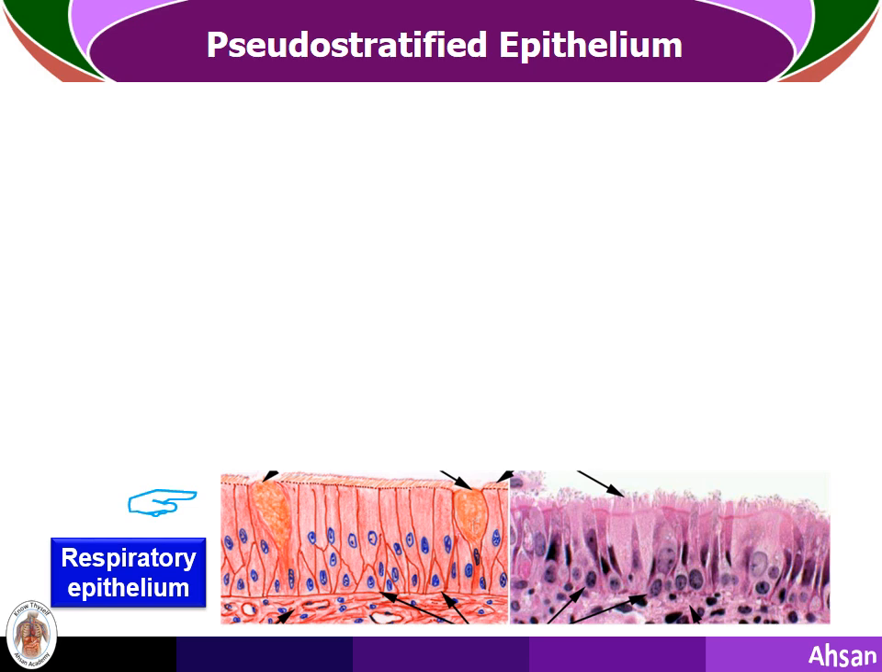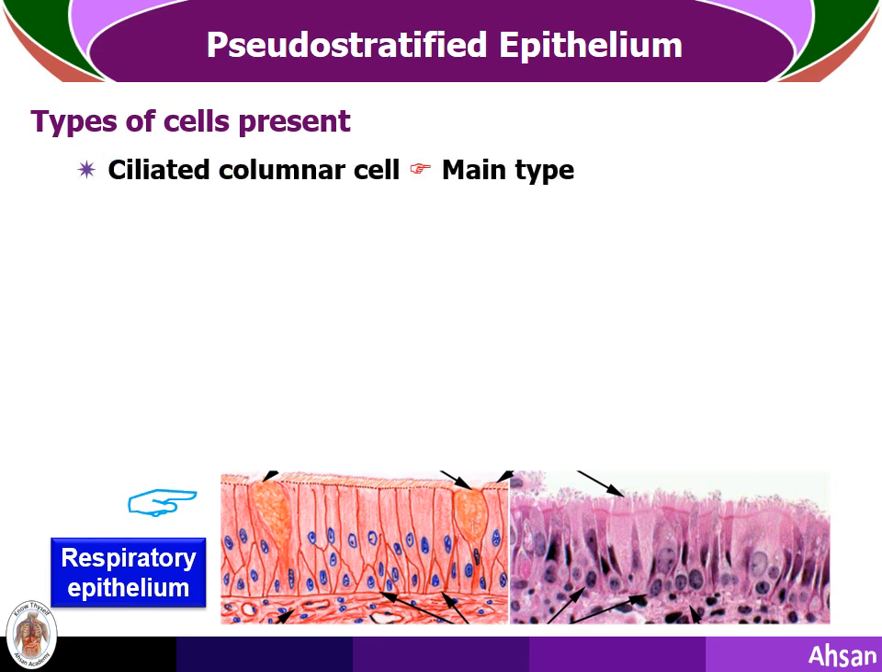Pseudostratified epithelium means the cells are of different shapes, so the nuclei vary in different levels, though they are arranged in a single layer. In histological section, because of the different levels of the nuclei, the epithelium seems to be multi-layered, though it is a simple epithelium. That's why it is known as pseudo. Pseudo means false. The respiratory epithelium contains different types of cells. Let us discuss these cells one by one.